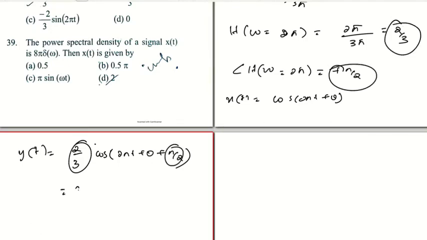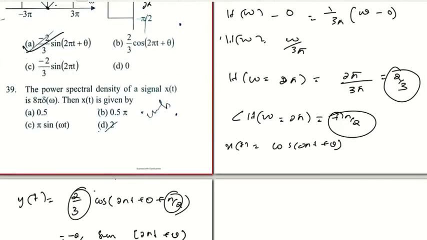And cos(theta plus 90) is minus sin theta, right? So y of t equals minus 2 by 3 sin(2 pi t plus theta). Okay, so this is the answer. And now let's do the last question.